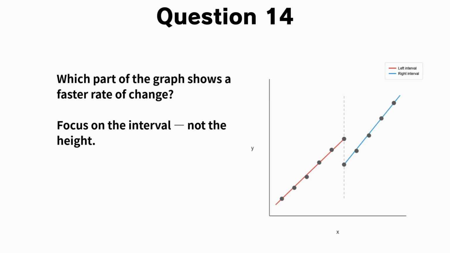Question 14. Which part of the graph shows a faster rate of change? Take a moment to look carefully at the graph. Two different intervals are shown, one on the left and one on the right. As you think about your answer, focus on the interval itself, not how high the graph is. Ask yourself this: which part of the graph increases more per step along the x-axis? Pause here and decide which interval is changing faster.